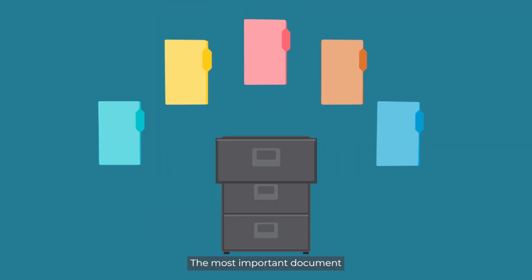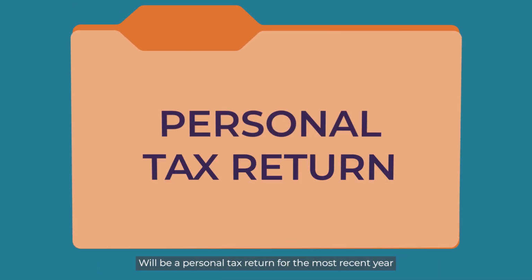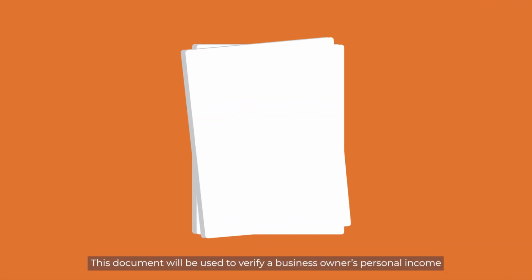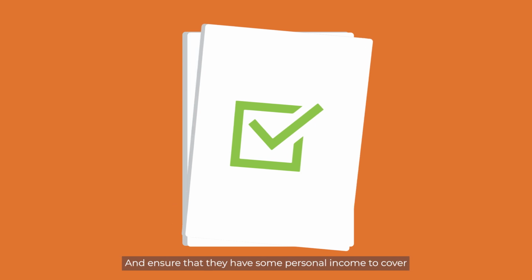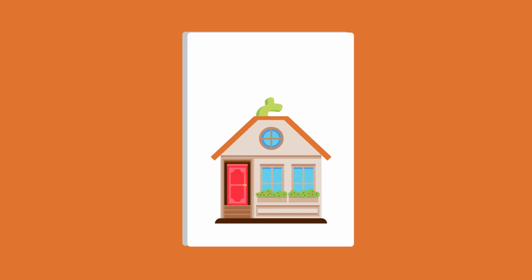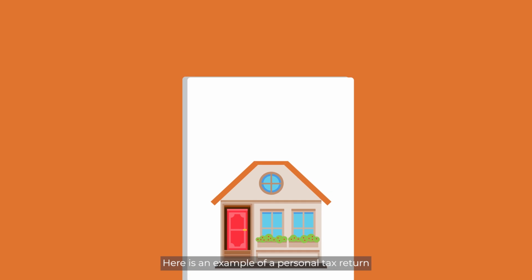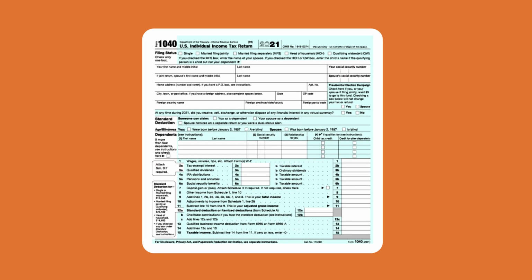The most important document will be a personal tax return for the most recent year. In this case, that is 2021. This document will be used to verify a business owner's personal income and ensure that they have some personal income to cover personal living expenses. Here is an example of a personal tax return.